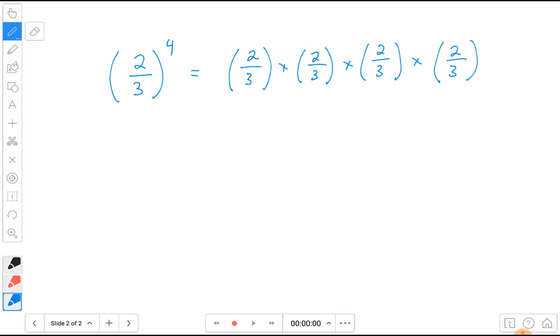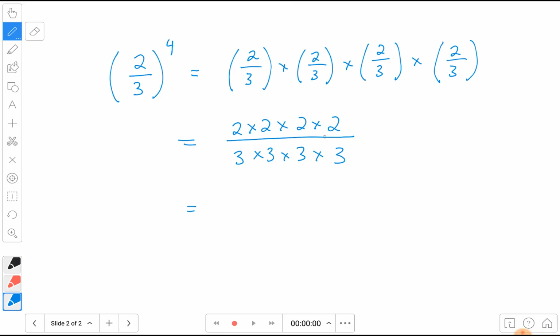Now let's regroup. These are all multiplying by each other, so we can write everything on the numerator together. The numerator here is 2, here is 2, here is 2, here is 2. So we have in the numerator 2 times 2 times 2 times 2. In the denominator, we can group them together. We have 3 times 3 times 3 times 3.